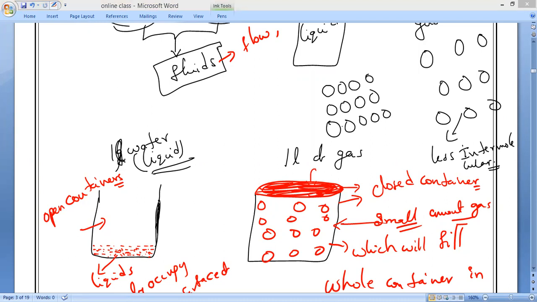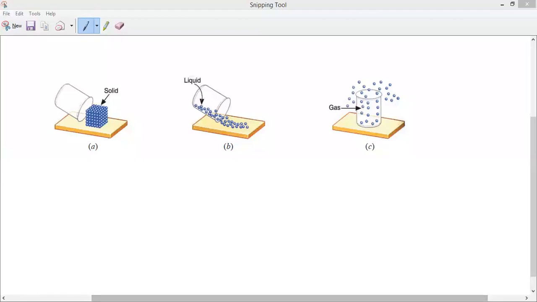Now I will show you how we can draw a solid. Solids cannot flow. Liquids and gases can flow. Whatever can flow has a property called flow, and we call them fluids. You can draw this diagram also so that you can easily understand. The substances which can flow easily, we call them fluids.